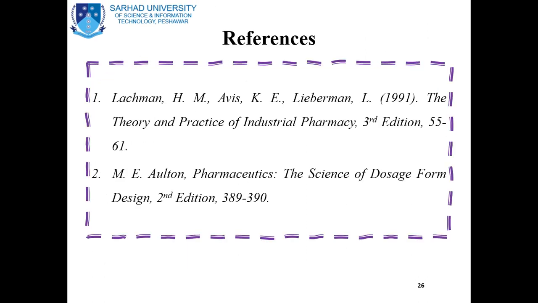For instance, you can consult Pharmaceutics: The Design and Manufacture of Medicines, or Lachman and Lieberman's Industrial Pharmacy, third edition, pages 55 to 61. Pages may vary in the latest edition and in older editions as well. The second book consulted for the preparation of this lecture is Aulton's Pharmaceutics: The Science of Dosage Form Design, second edition, pages 329 to 390.